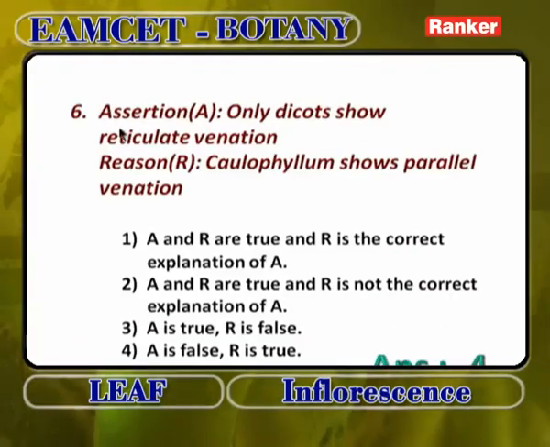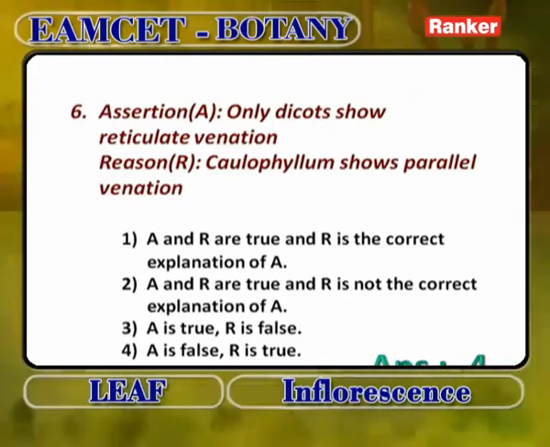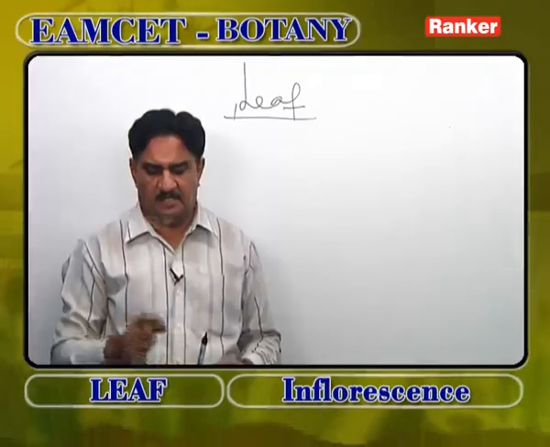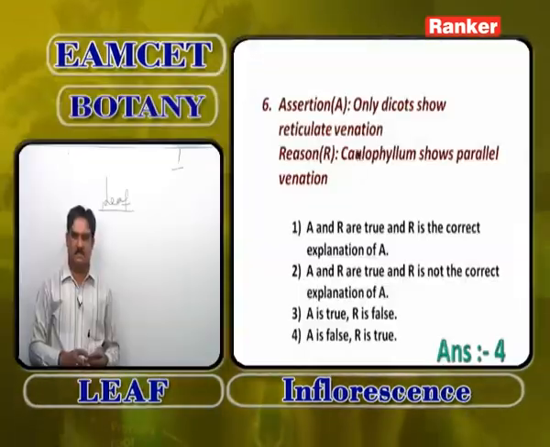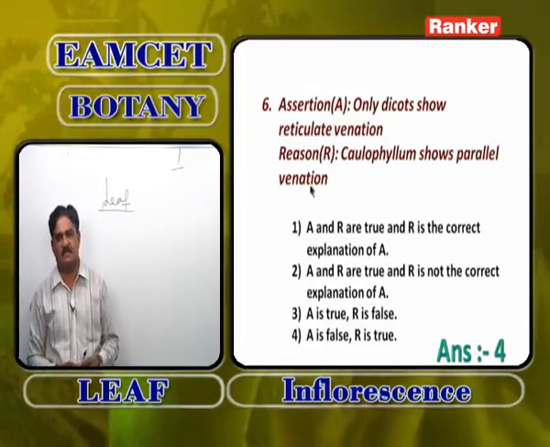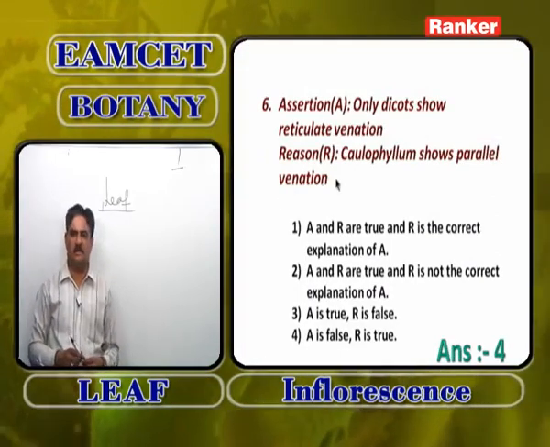Venation. Only dicots show reticulate venation. Calophyllum shows parallel venation. You cannot say that only dicots show reticulate venation, because Calophyllum and Eryngium are two dicots with reticulate venation. So that A is definitely wrong. Calophyllum shows parallel venation is right. So for this the answer is A is correct but R is false.